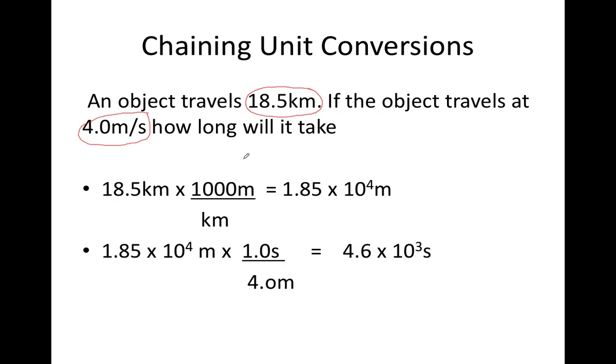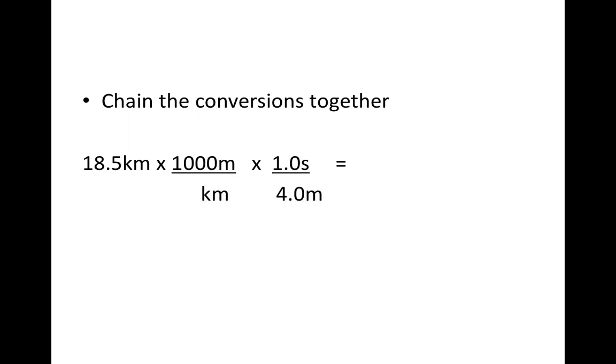And then we can multiply by 1 second per 4 meters, because it's 4 meters per second, but we want meters to cancel. So we cancel the meters and we end up with seconds: 4.6 times 10 to the 3 seconds. We can do this in one step, and we get 4.6 times 10 to the power of 3 seconds.